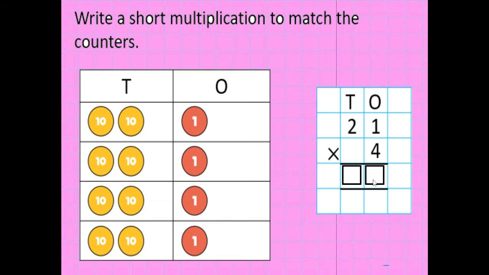Okay, 1 times 4 is 4. And then 4 times 2, you can swap it, 2 times 4, whichever. The multiplication can be used either way. It gives us 8. So you should have got 84 for that one.